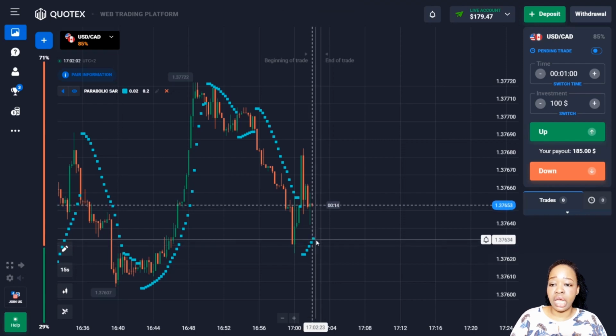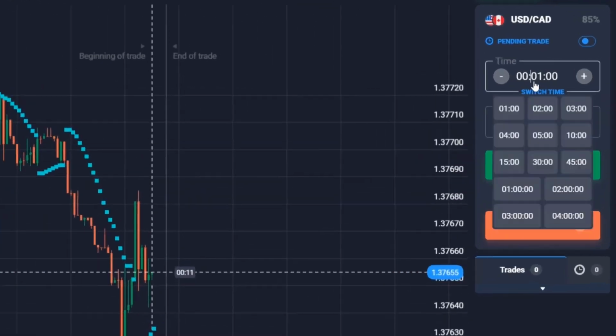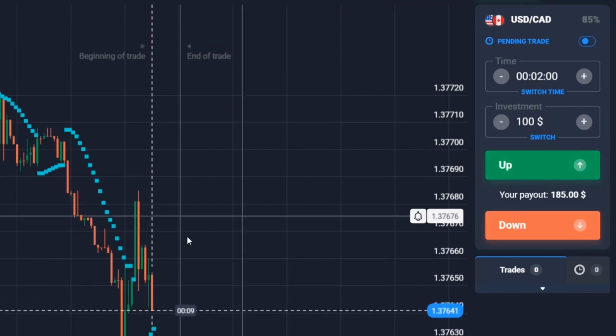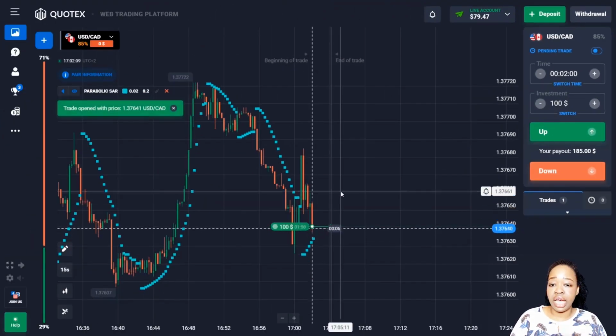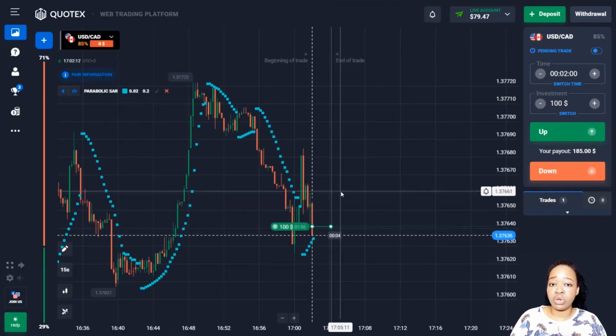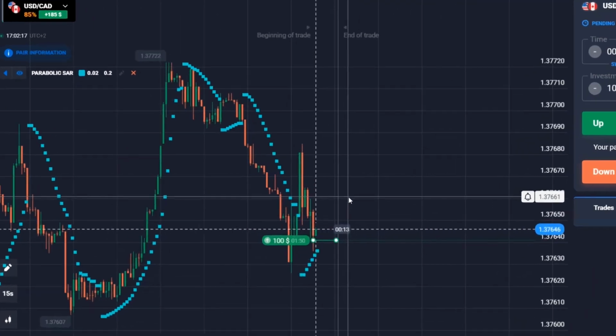So here I'm going to open an up trade for 2 minutes due to this signal, and I'm going to analyze this because I think that the price will be moving higher and I want to try and make very good profit on this trade. I'm hoping 2 minutes will be enough time for this. Let's see what will happen.